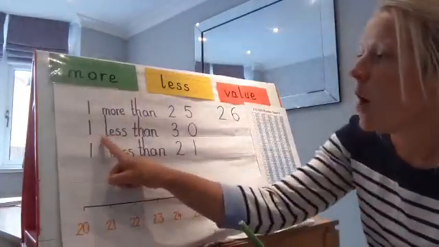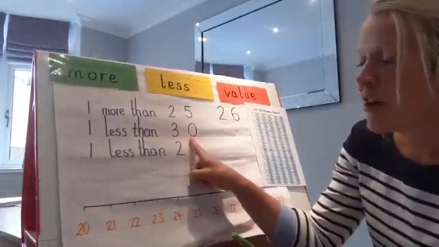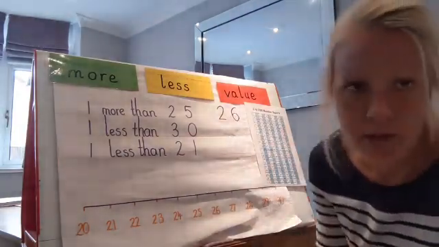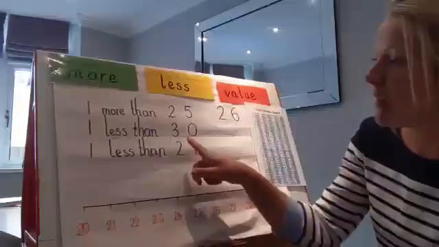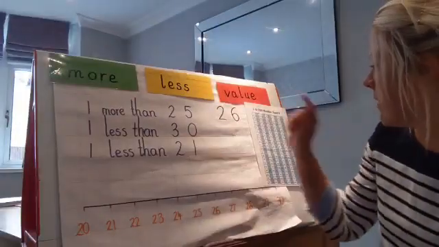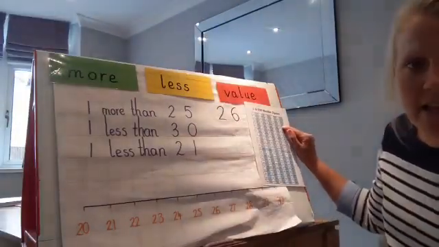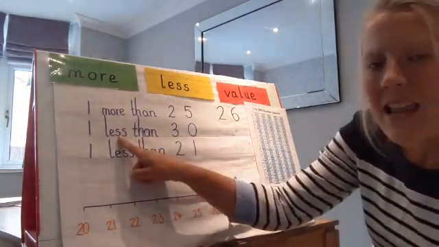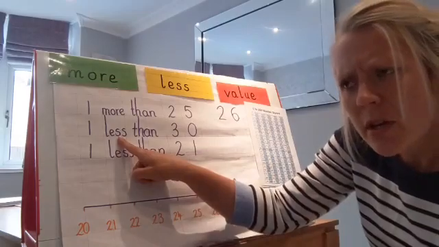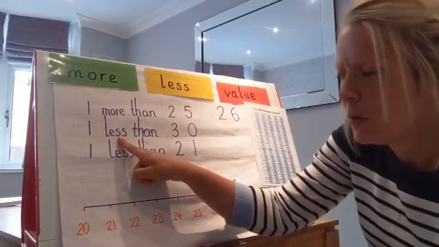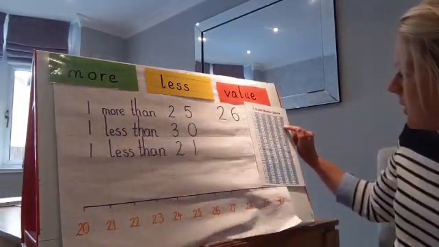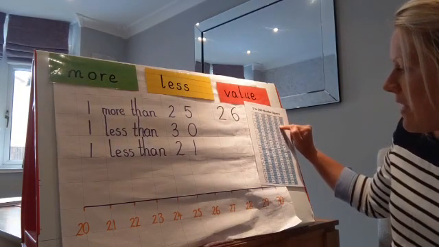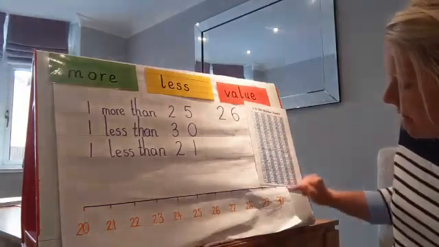Okay, so 1 less than 30. This time I'm going to see if I can use my number square and my number line to check my answer. So the first thing I need to do is find number 30. There it is on my number square. And I've got to find 1 less this time, so my number will be getting smaller. Okay, so I look for 30 and then go down the number square, and there it is, number 29.